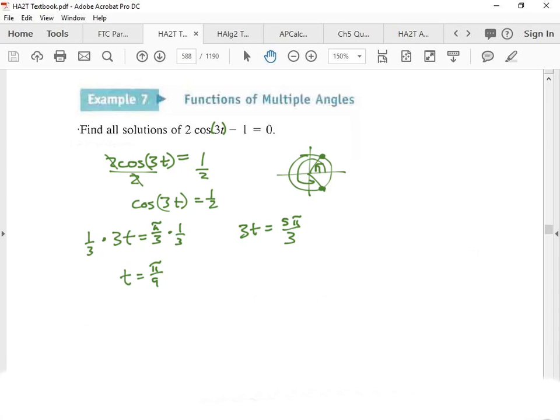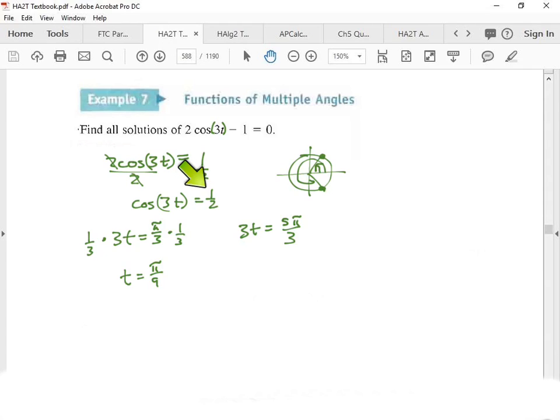Now think about that. If I took pi over 9 and plugged it into this t, what would that equal? What is 3 times pi over 9? It'd be pi over 3. And cosine of pi over 3 would equal 1/2, right? Does that make sense to you guys?